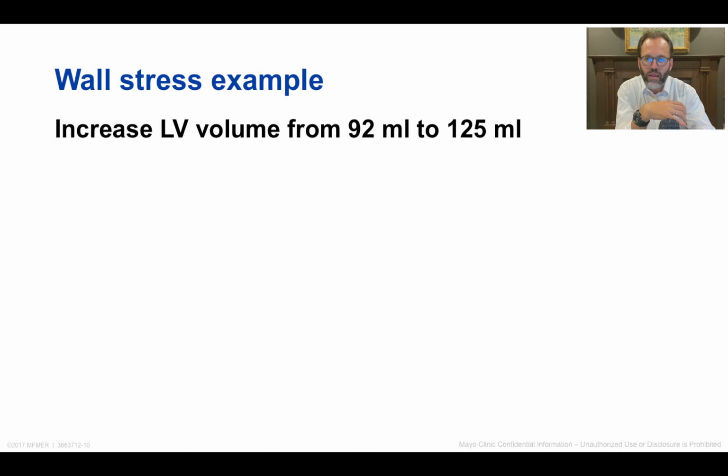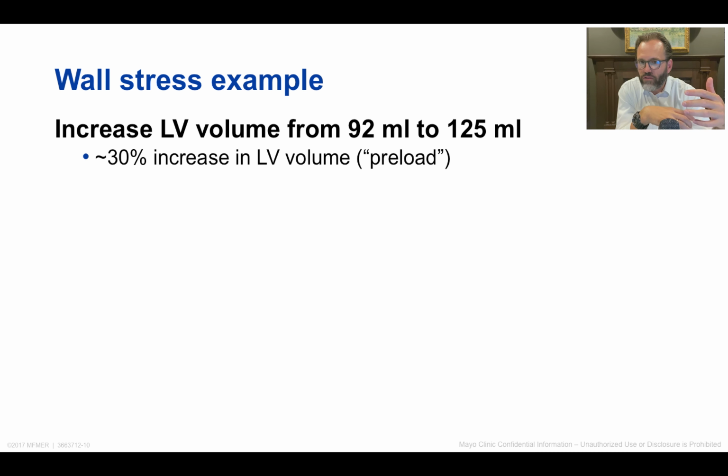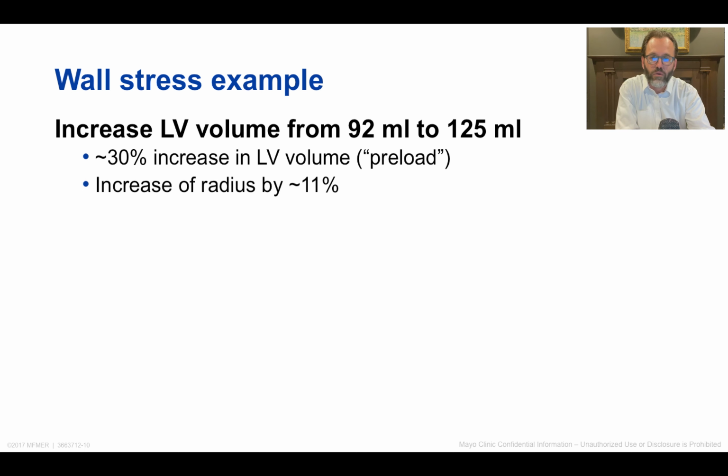And so if we take a look at how wall stress actually would be calculated and the implications for the appropriate calculation of wall stress and preload within the ventricle, you can see here with wall stress, we've got an increase in left ventricular volume, just as an example, from 92 mL to 125 mL at the end of the diastolic phase. So if we just used a volumetric estimate of left ventricular preload, we would say pretty simply that's about a 30% increase in left ventricular volume, or an increase of 30% of left ventricular preload. It's an increase in the radius of roughly 11% if we assume that the ventricle is relatively spherical.